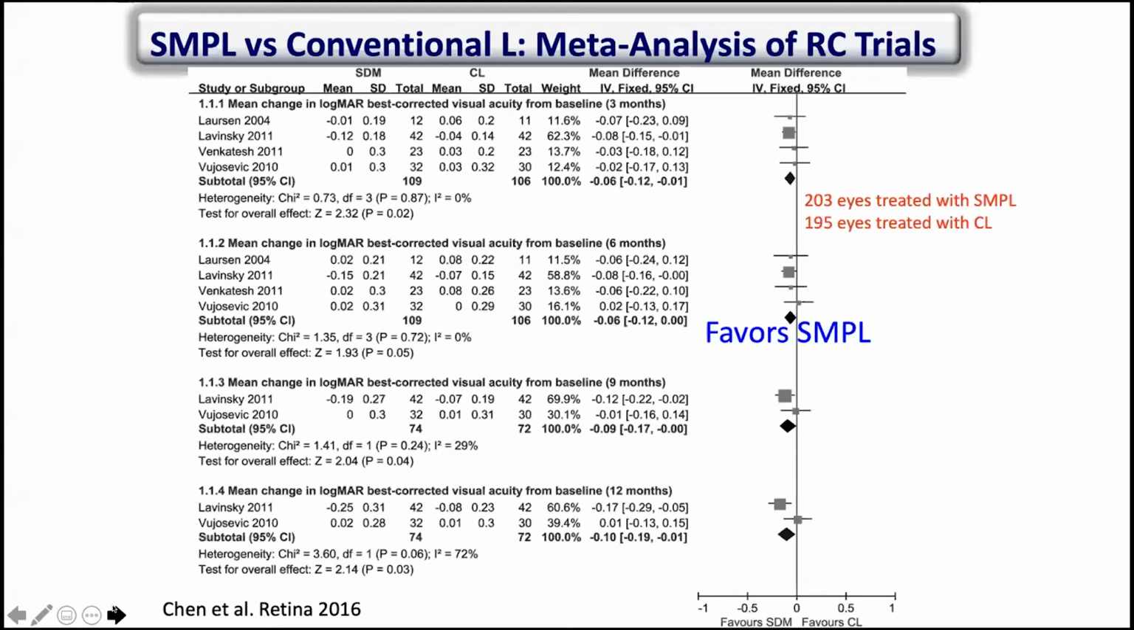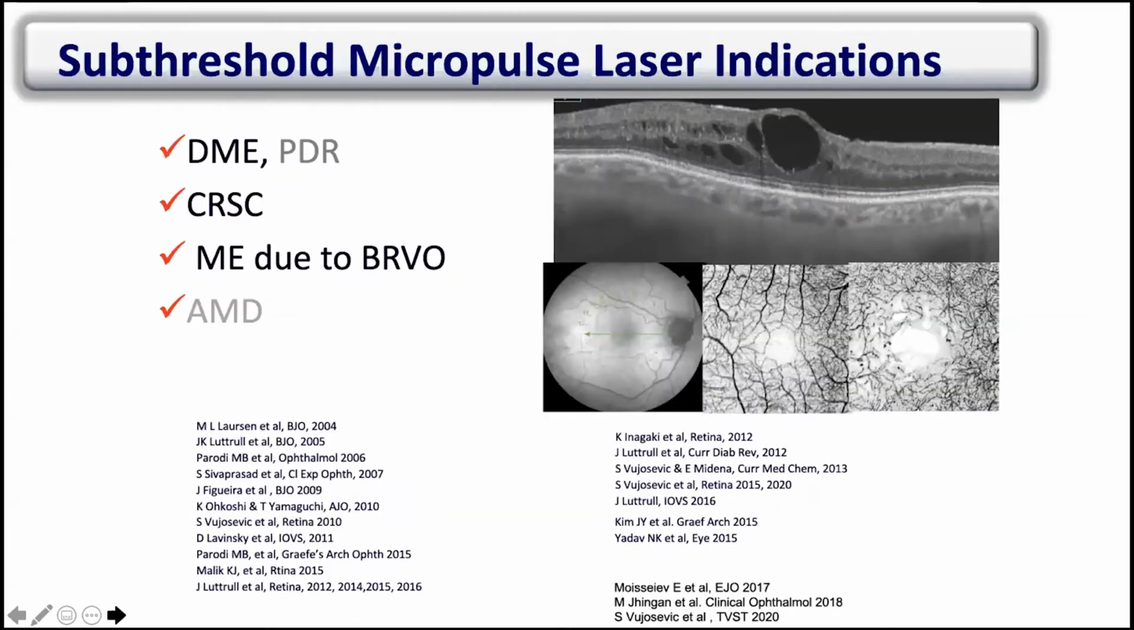Several years ago we published this meta-analysis of randomized clinical trials which compared the subthreshold micropulse laser and the standard ETDRS laser in diabetic macular edema in patients that were followed for at least 1 year. It favored subthreshold micropulse laser over the ETDRS in the sense of increased visual acuity. So the subthreshold micropulse laser gave better functional results.